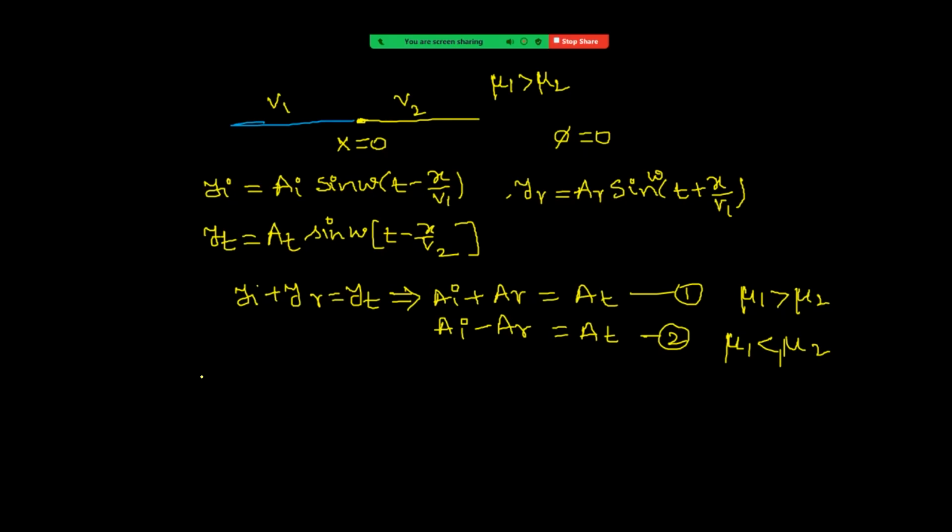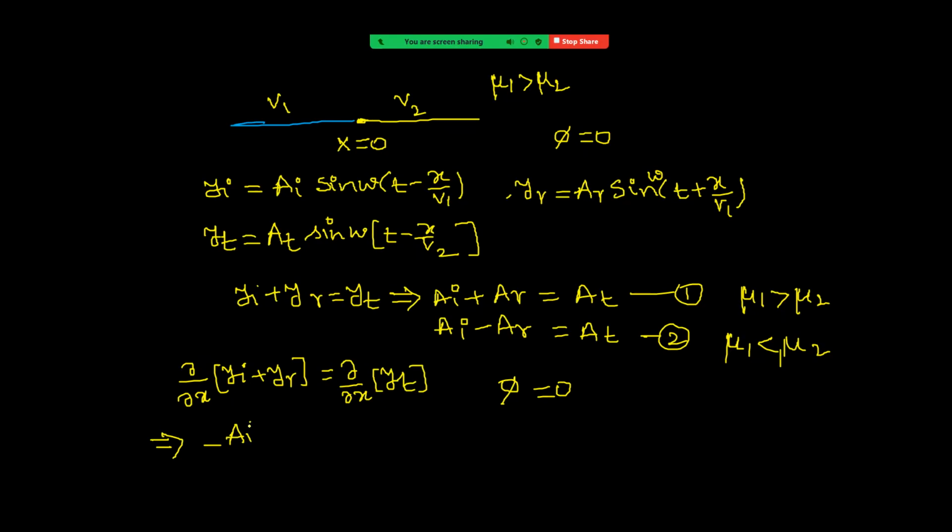Let us now take the next boundary condition, that is the slopes, equating slopes. The derivative with respect to x, dou by dou x of y incident plus y reflecting, is equal to dou by dou x of y transmitted. I am taking the case phi equal to 0. Then see what we get. The derivative of the first one becomes minus A incident by v1, since the coefficient with respect to x is minus 1 by v1, and the sine omega t cancels throughout.